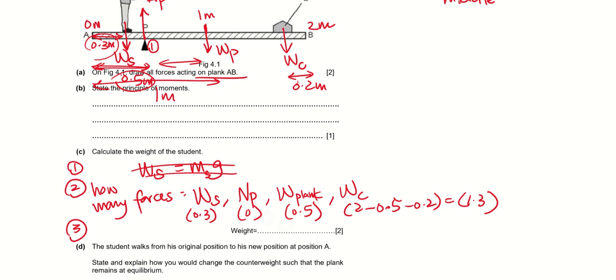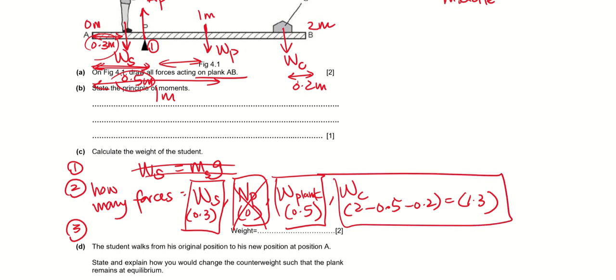So when I write it like that, you can easily multiply them. Later on, this will have no moment, right? Because the perpendicular distance is 0. So this is the weight of the plank multiplied by 0.5. This is the weight of the counterweight multiplied by 1.3.